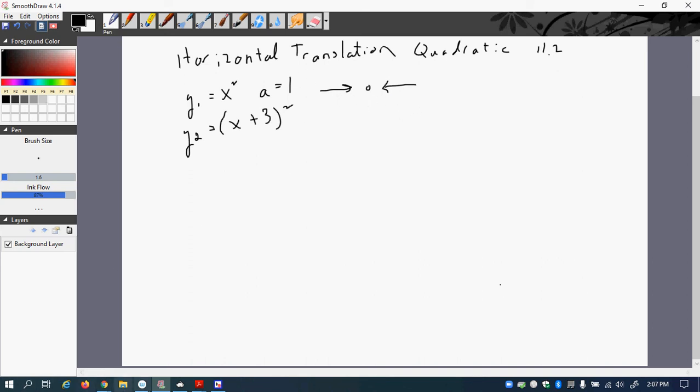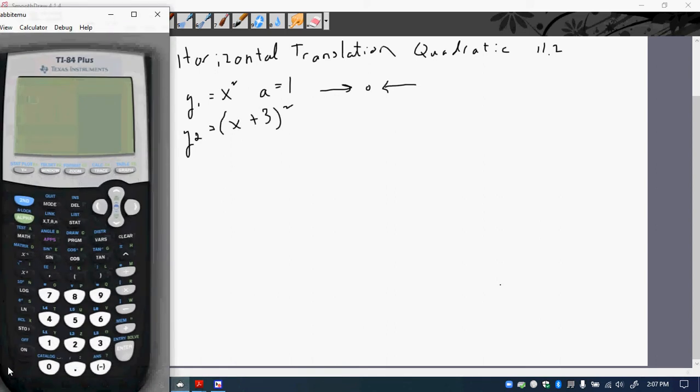So let's take a look on our calculator to see how that performs. So I'm going to go to y equals, keep the first equation, right, and clear the other two. So now I'm going to put parentheses in first, and then x plus the 3, and then put it to the power of 2. Okay, and see what that does. So we get the original equation, and then here's what happens. It actually is moving the parabola to the left 3 units.